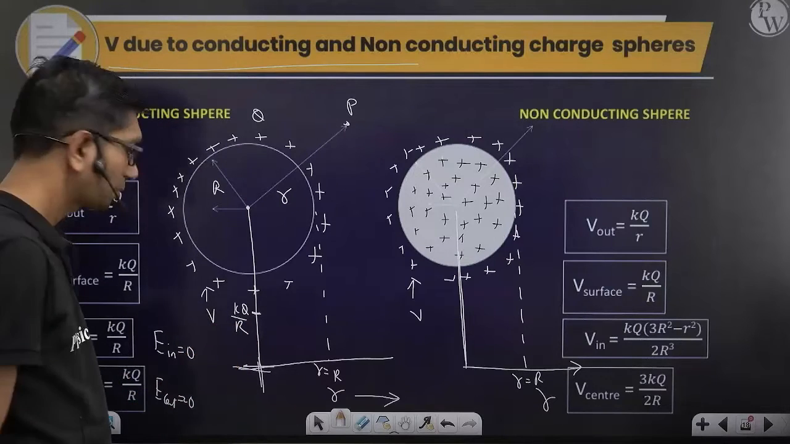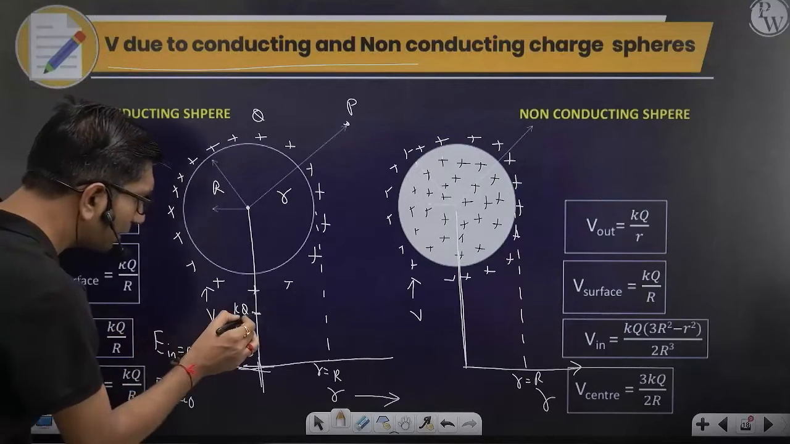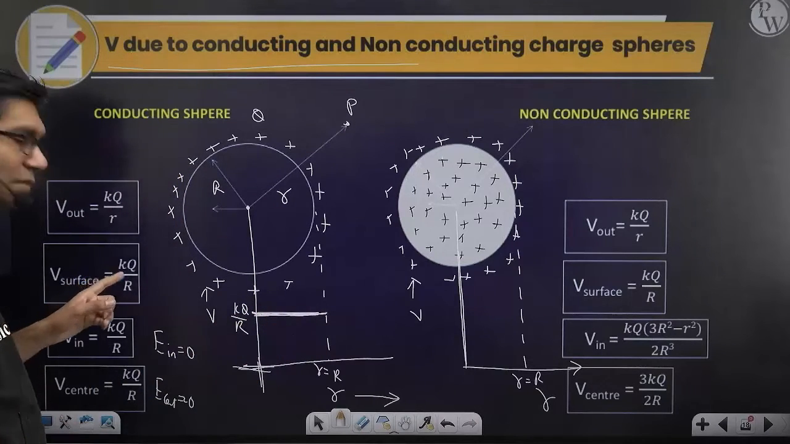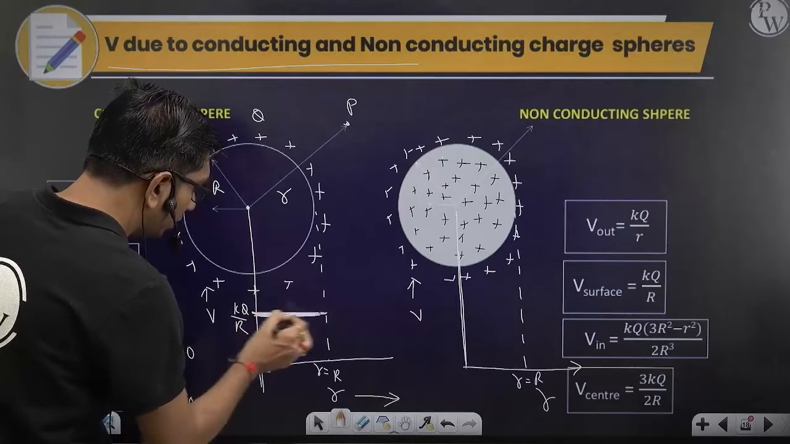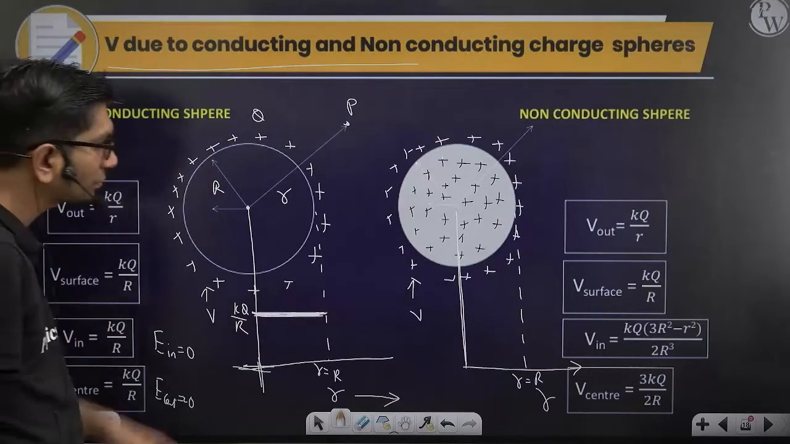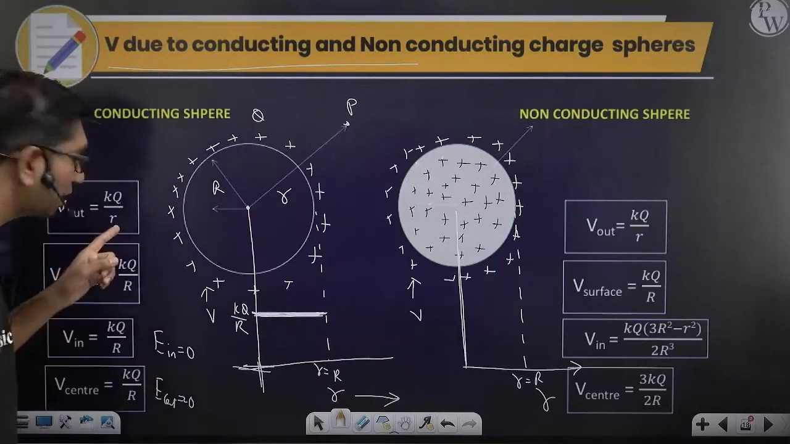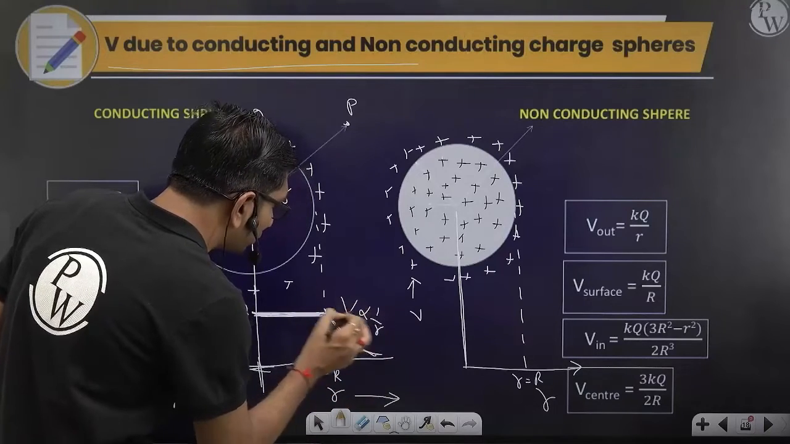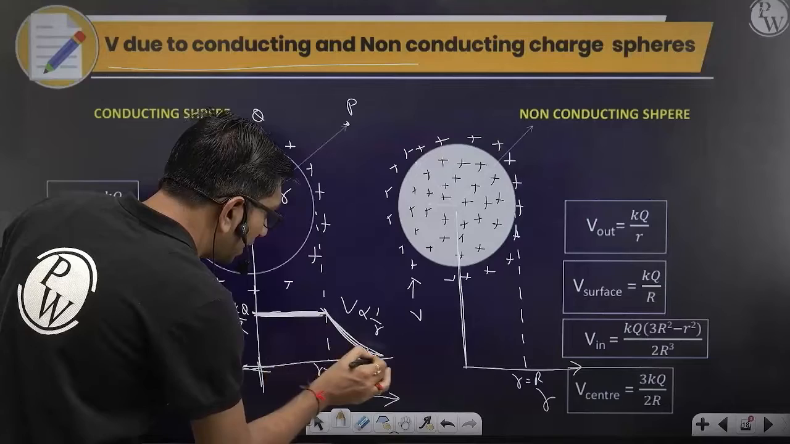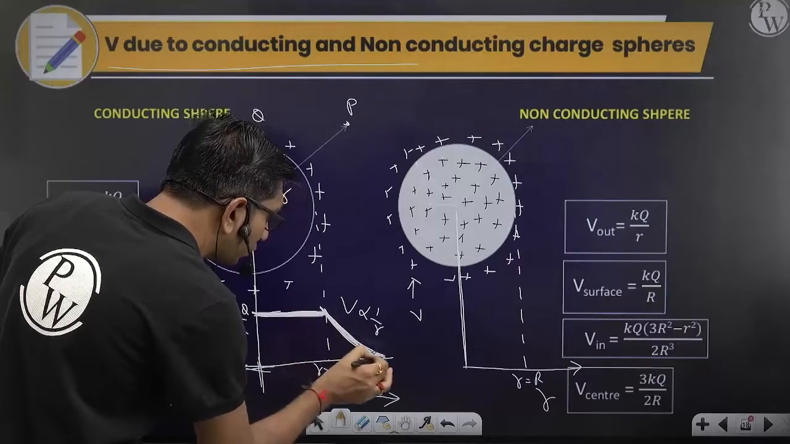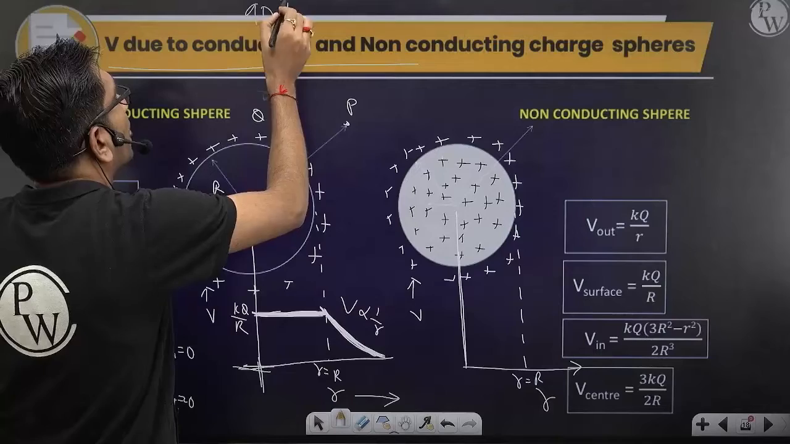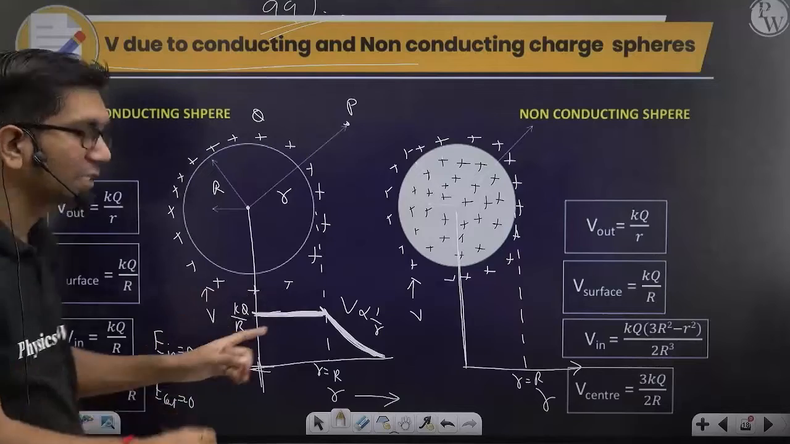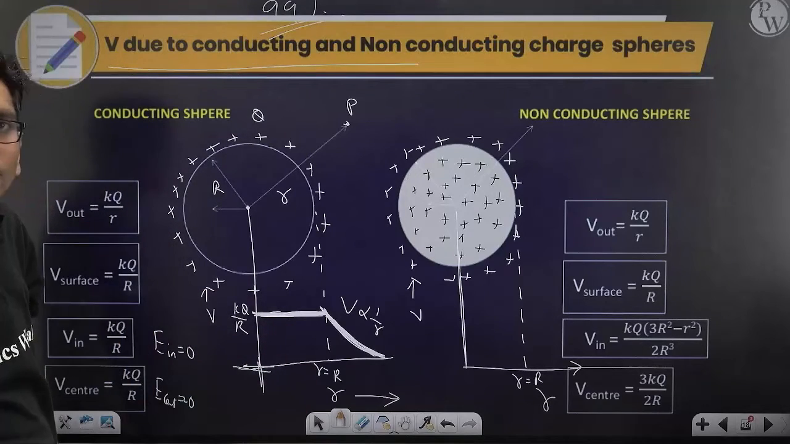Is it clear? Inside it is KQ by capital R only. Next, on the surface, KQ by capital R only. Next, outside, KQ by small r. Outside, potential is inversely proportional to small r. Everyone knows the inversely proportional graph. 99% he may ask you regarding these graphs. Okay. Next.